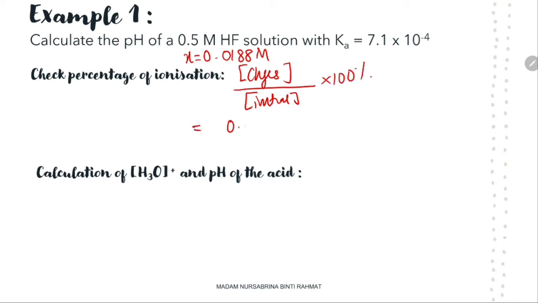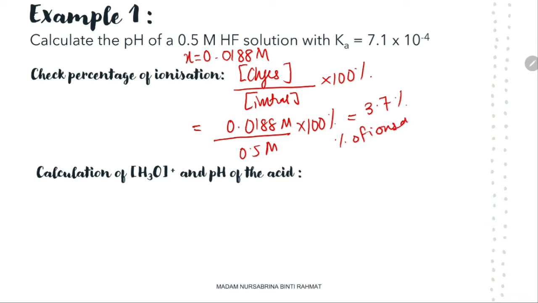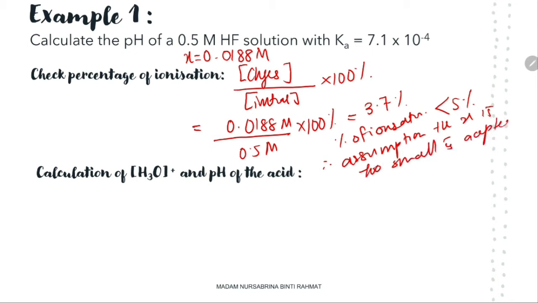So changes is 0.0188 molar over our initial, which is 0.5 molar, times 100%. So you will get the percentage of ionization to be 3.7%. So the percentage of ionization for this one is less than 5%. Therefore, the assumption that X is too small is accepted. So you need to check.